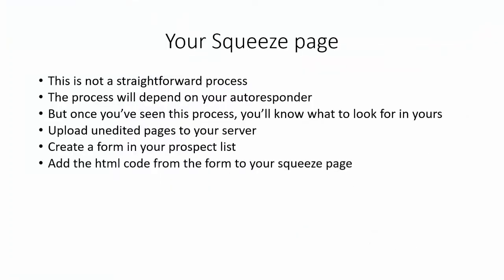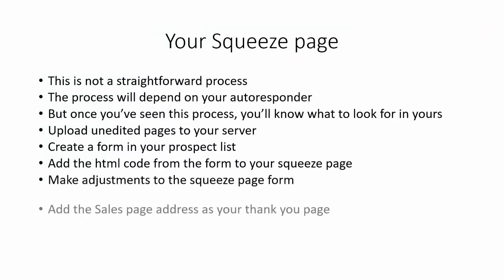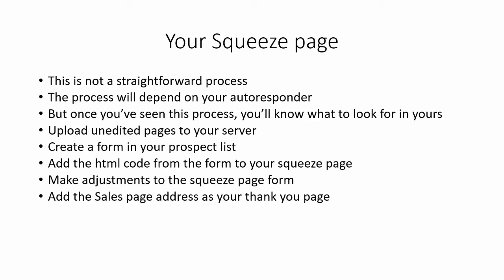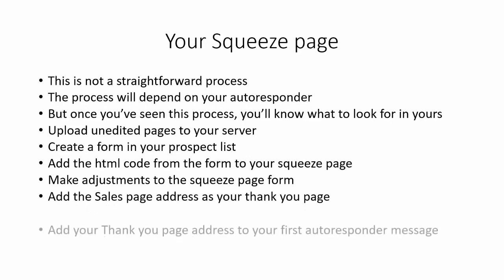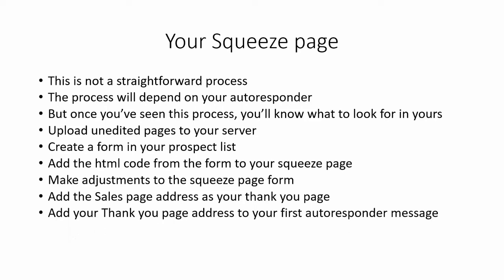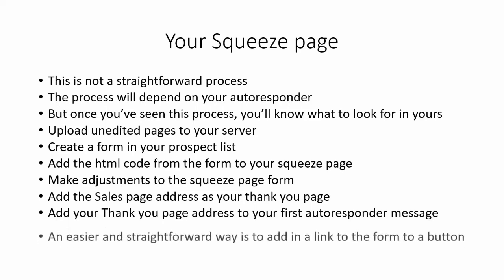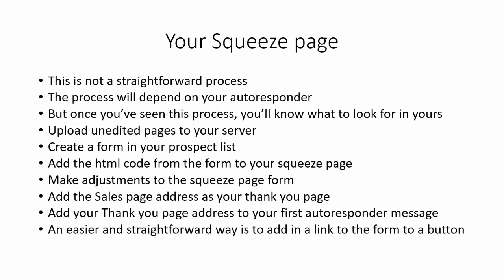Okay, so we've added the code from our form to our squeeze page. We have made adjustments to our squeeze page form. We've added the sales page address as our thank you page. We've added our thank you page address to our first autoresponder message. Okay, now there is an easier way to do this.